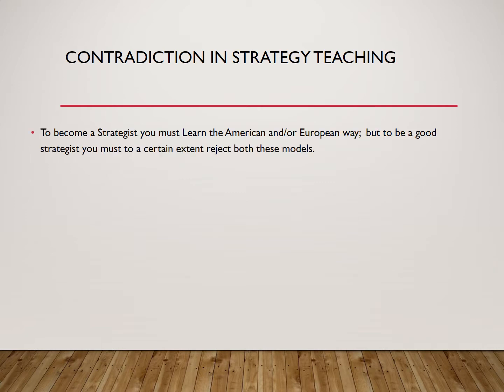Effectively, what we say is, to become a good strategist, you must learn and understand the American or the European way. The American way is considered to be the more operational way, the way that uses more operational research, more numbers, more crunching. The European way might involve more implementation of models and theories and practices, scenario planning and things like that. You must understand these. The best strategists understand both sets of approaches.